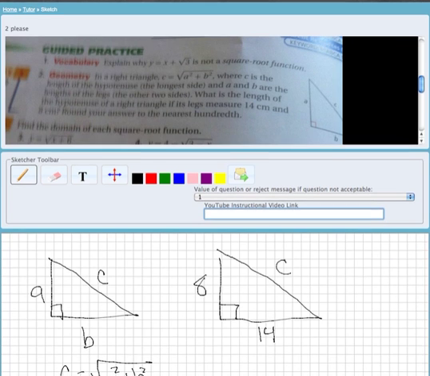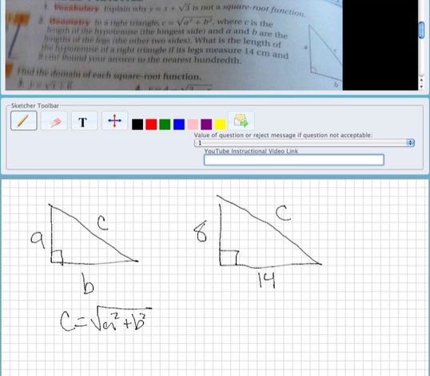So we have a right triangle, and the Pythagorean theorem says that this C in this triangle, and in all right triangles, is going to be equal to the square root of a squared plus b squared. So we're going to plug in these two legs right here: this leg squared plus the length of this leg squared, and then you take the square root, should equal c.